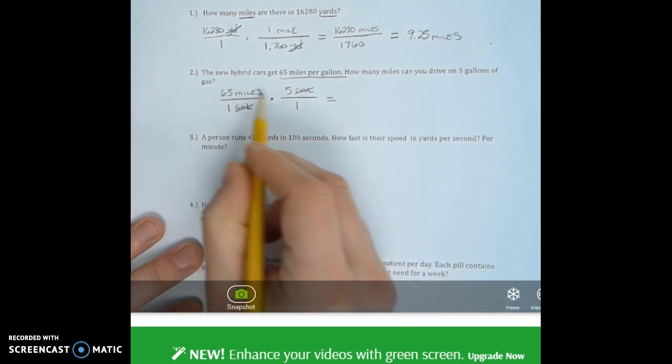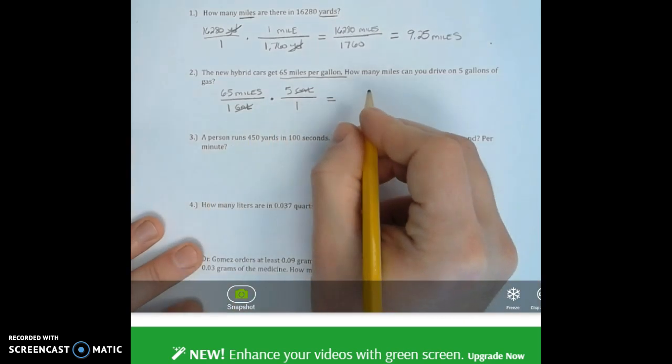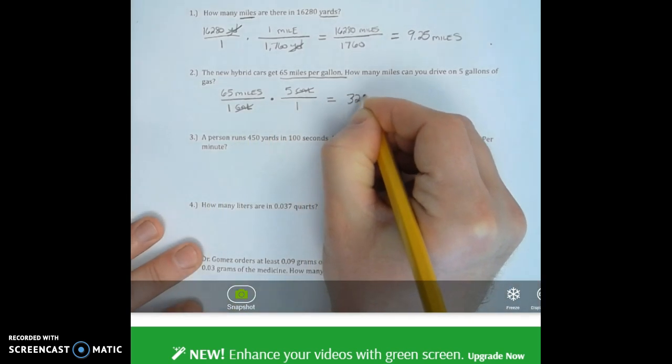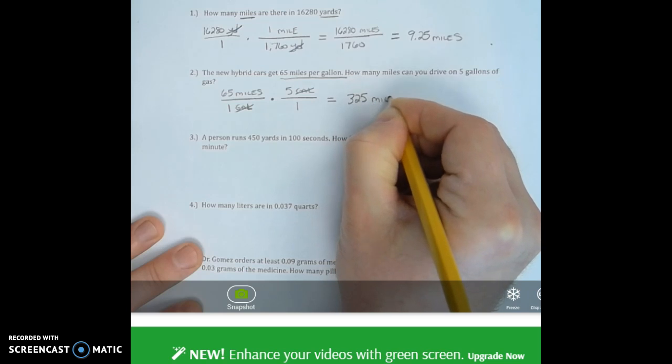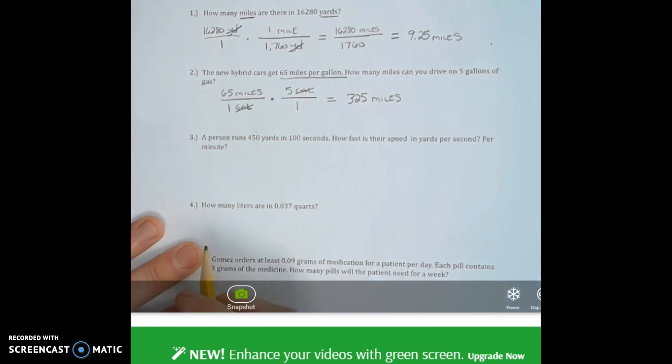So all I have to do is this multiplication now. 65 times 5, well, that's going to give me 325 miles. And the denominator is just 1 times 1, so it would have been 325 over 1, which is still 325. So if you get 65 miles per gallon and you have 5 gallons of gas, you would be able to drive 325 miles.